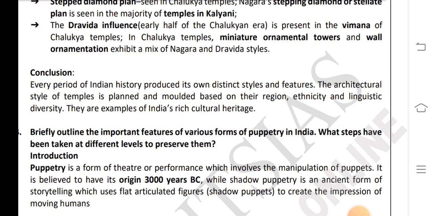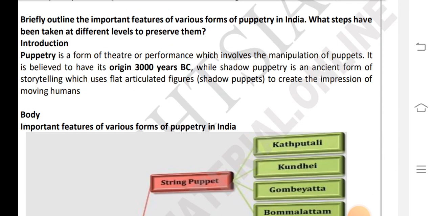The Dravida influences of the early half of the Chalukya era are present in the vimana of the Chalukya temple, with miniature ornamental towers and wall ornamentations and exhibitions, a mix of the Nagara and Dravidian styles. Conclusions.